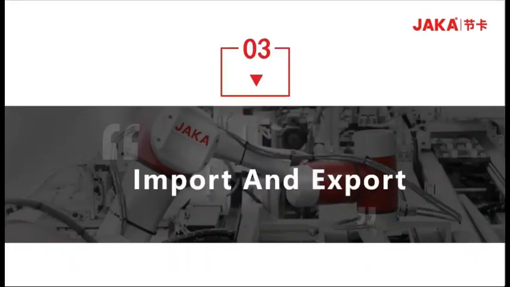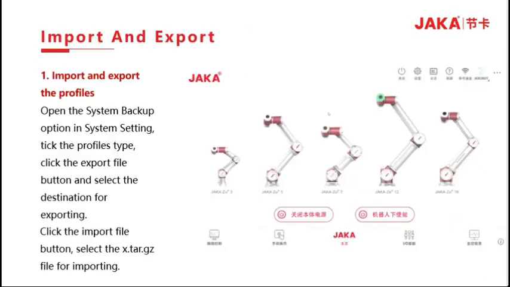Import and export data. Open the System Backup option in the System Settings. Tick the profile types, click Export File button and select the destination for exporting. Click the Import File button, select the corresponding compressed file for importing. Let's go through the video of import and export profiles.